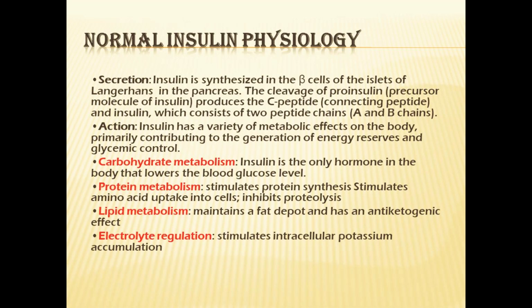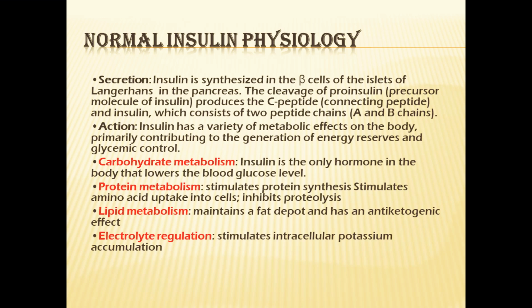Let's look at the physiology of insulin. Insulin is synthesized in the beta cells of islets of Langerhans in the pancreas. The proinsulin is the precursor of the insulin, which produces, after cleavage, C peptide and insulin. This insulin has two peptide chains, alpha and beta chains.